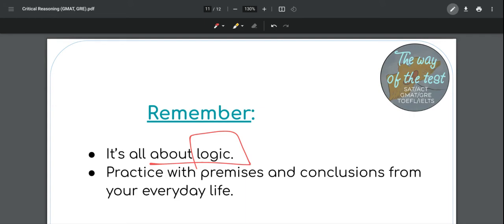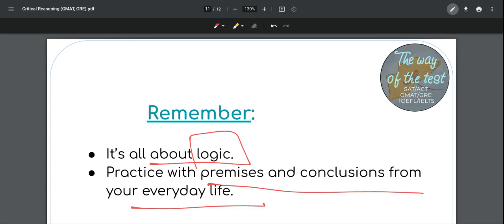Also, remember that you can practice with premises and conclusions from your everyday life. So maybe you do a lot of work and you spend a lot of time commuting, so you don't really have the time to sit down and study. Maybe you have time to read some passages or do exercises, but not really practice that much. So I want you to try to practice in your everyday life with applying rules of logic. All the time we're creating arguments, even when we talk to other people or when other people try to convince us of something.